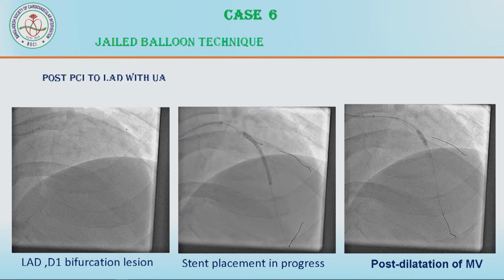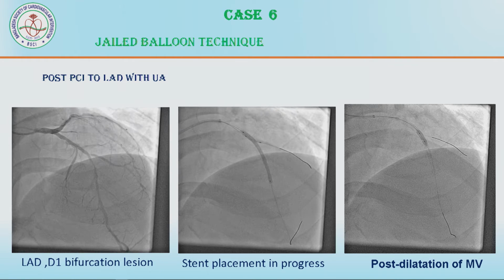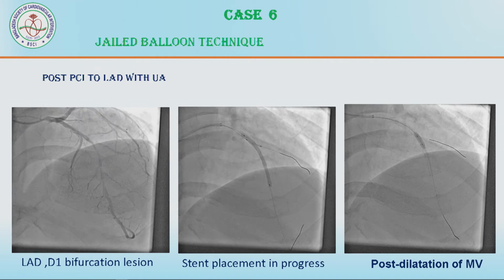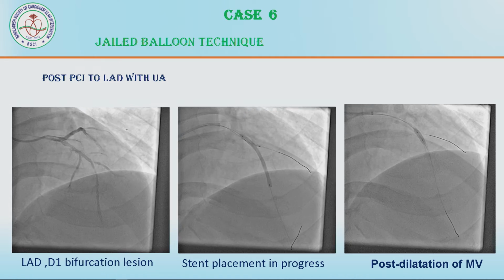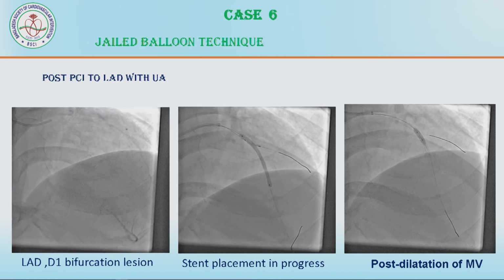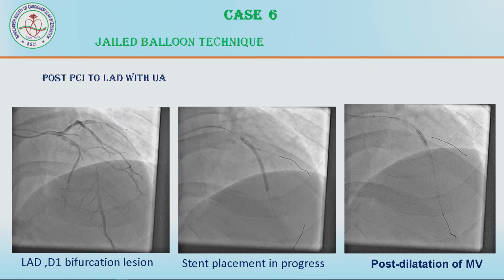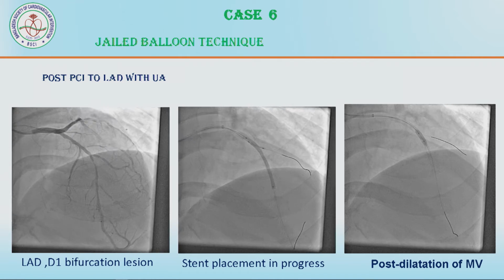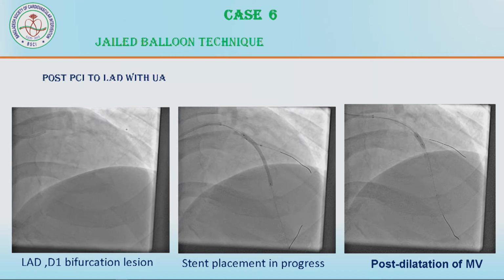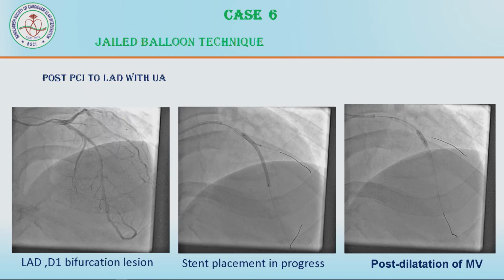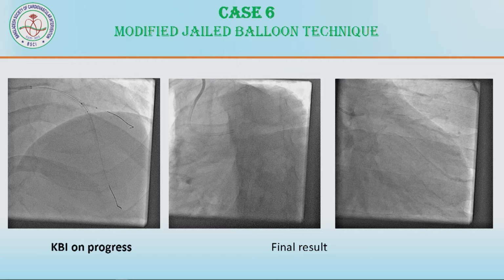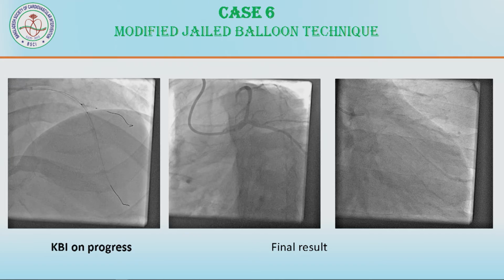Now comes the jailed balloon technique again, an LAD D1 bifurcation lesion, post PCI to LAD. This patient came with unstable angina. After we did the angiogram, there was a patent stent in situ, but after the stent there was an LAD and D1 bifurcation lesion. So the stent was placed in the main branch, keeping a jailed balloon in the side branch, post dilatation done. But the result was not that good. We did the KBI, FKBI, and this is the final result.